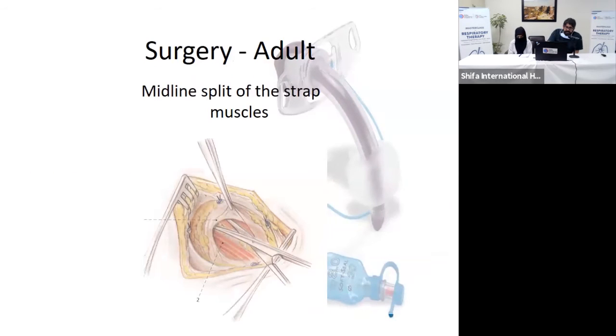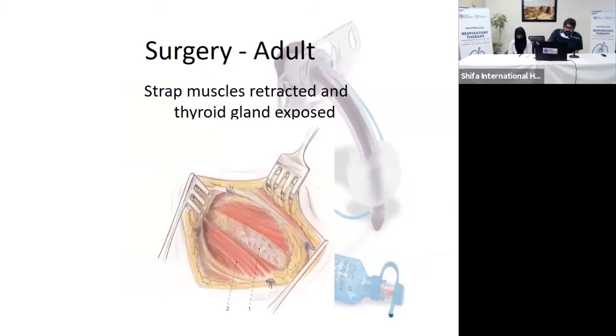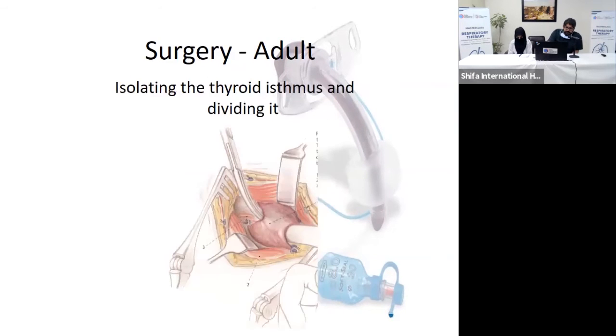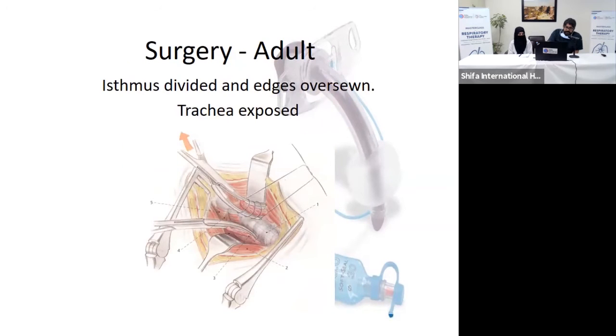Then we split the straps and we lateralize them. You can see they have been lateralized there. Then we find the thyroid, we retract the thyroid, and we divide the thyroid as well. You can see we're putting a tube around it and we're dividing the thyroid here. And the thyroid is divided. You can see between the clamps there, and you can see the trachea, the white glistening trachea underneath it. Looks so easy, isn't it? And you can put the tube straight in.